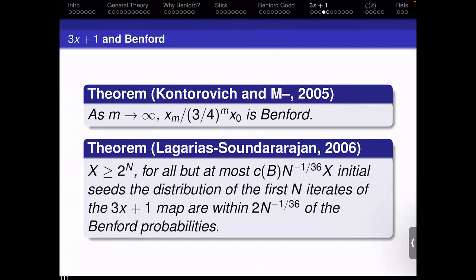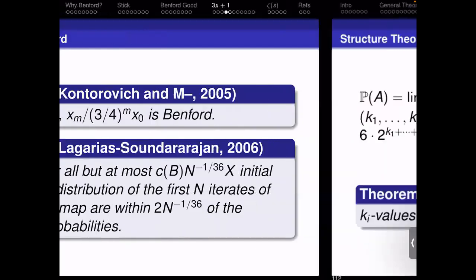And then I gave a talk on this at Michigan, and then Jeff, I'm not sure if he's still here, he and Sound then proved a better version, which basically said that for most of your starting seeds, if you look at your first n iterates, you are within a very small distance from the Benford probabilities.